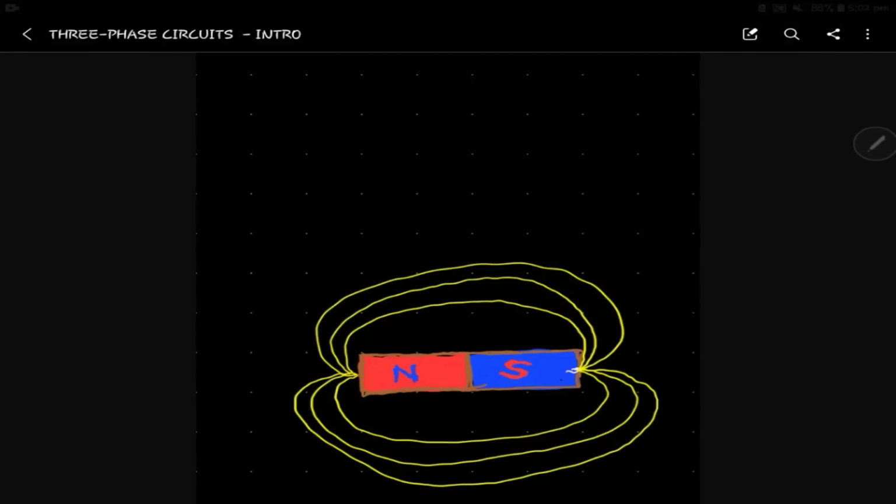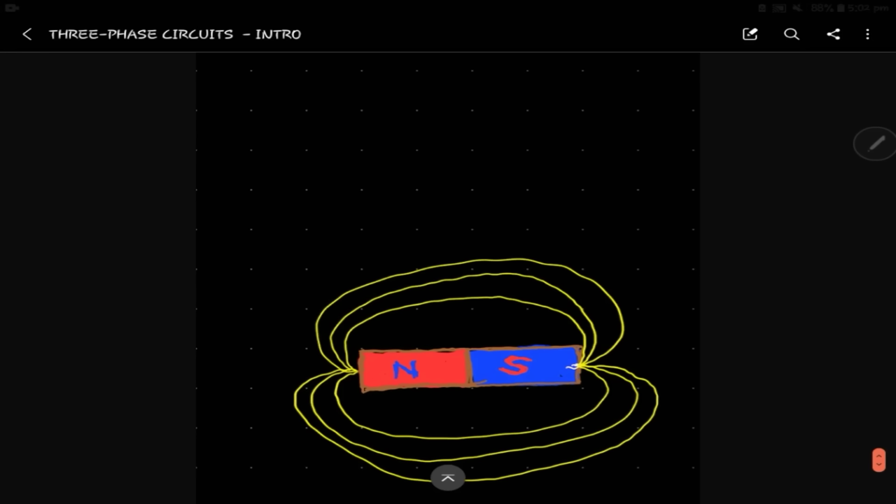Alright, so we are trying to introduce a three-phase circuit, but to do that you have to understand three-phase, right? Three-phase system. So three-phase AC current, alternating current. Here, because we have to understand the generation, we have to revise something.